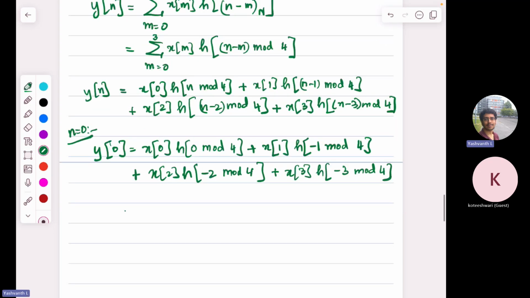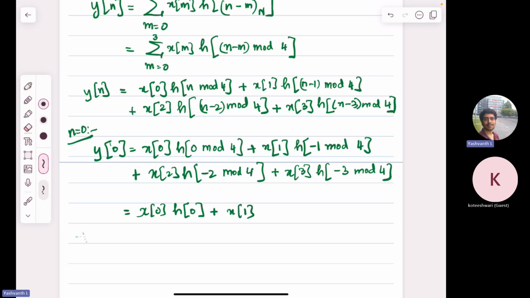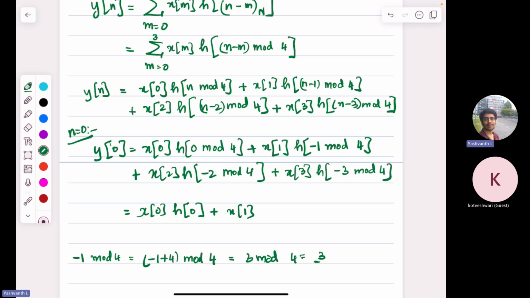Okay, so what is 0 mod 4? Can you please tell what is 0 mod 4? The remainder when you divide 0 by 4. That is nothing but h of 0 itself, plus x of 1 into h of what is -1 mod 4? Remember, -1 mod 4 is the same as -1 plus 4 mod 4, because a negative number, first we need to convert to a positive number. And this is nothing but 3 mod 4.